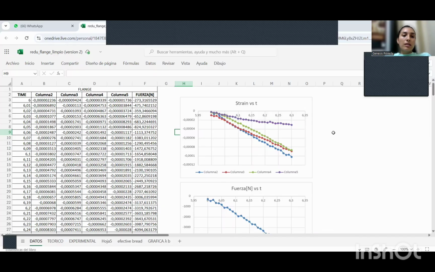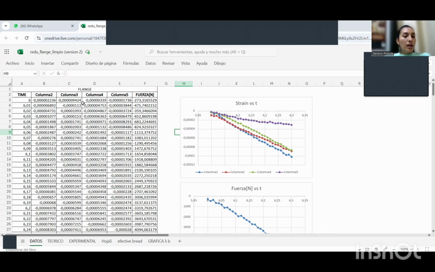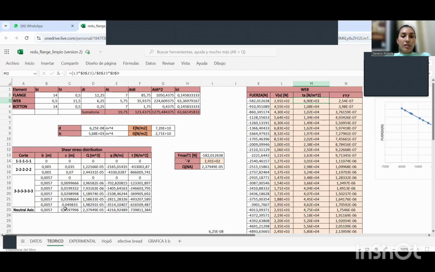I'm going to explain how to do the calculations. The first step: we are going to obtain the different data, and I'm going to reduce the data because the different programs give me a lot of numbers. Then we are going to obtain the theoretical values. First, we obtain the inertia of the transversal beam. Then I'm going to make different cuts around the beam cross section, and we are going to obtain the shear stress distribution.